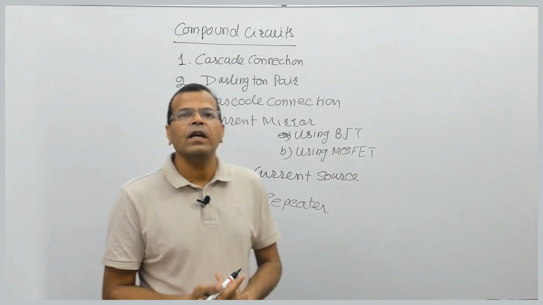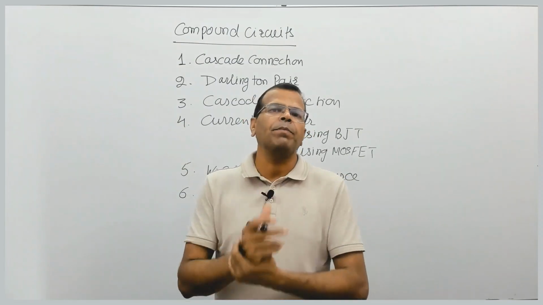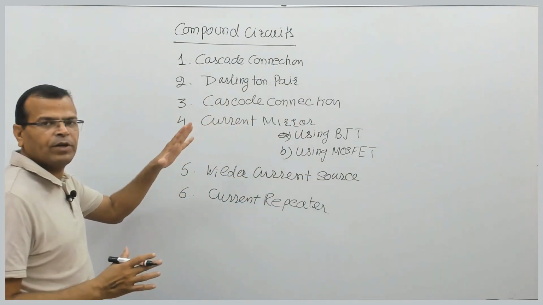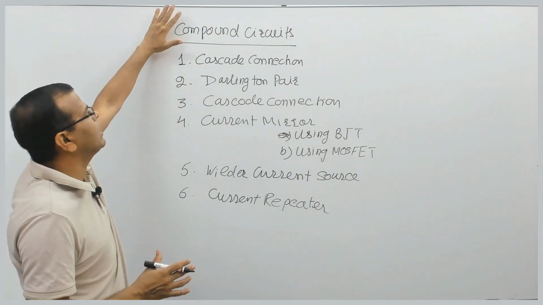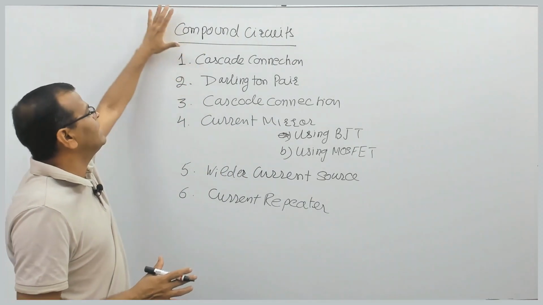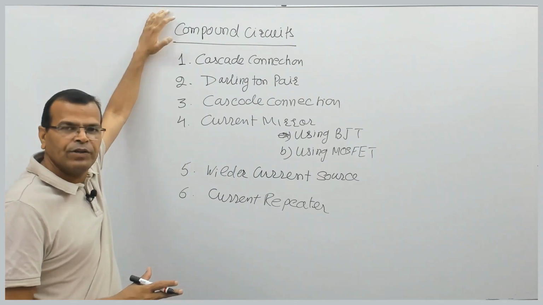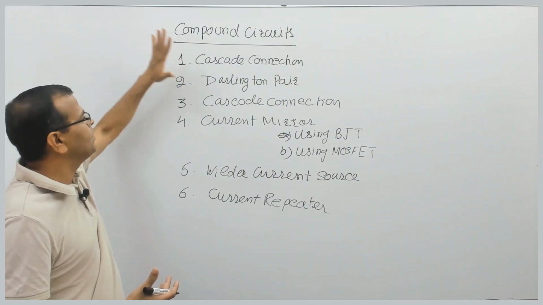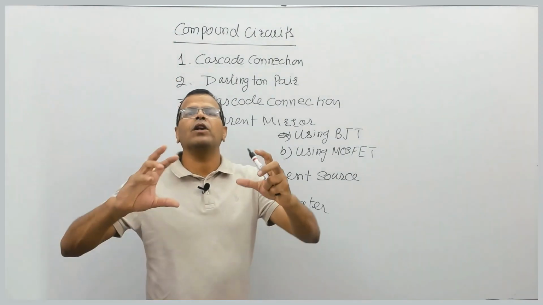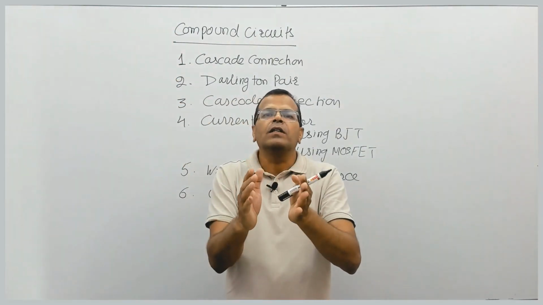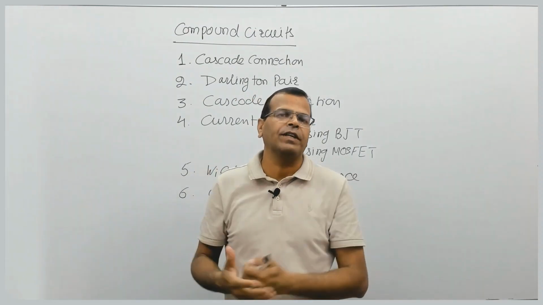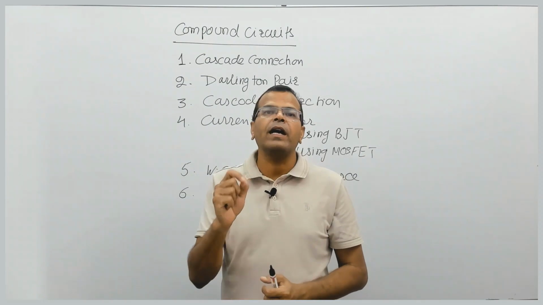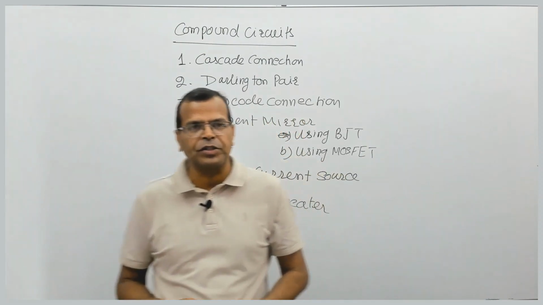We have already covered multi-stage amplifiers. Now we will be talking about the next chapter of analog electronics, that is compound circuits. As such, you don't find this classification of the chapter in many books, but compound circuits basically means the combination of different circuits of BJT and MOSFETs. And these circuits have very important and typical types of applications.